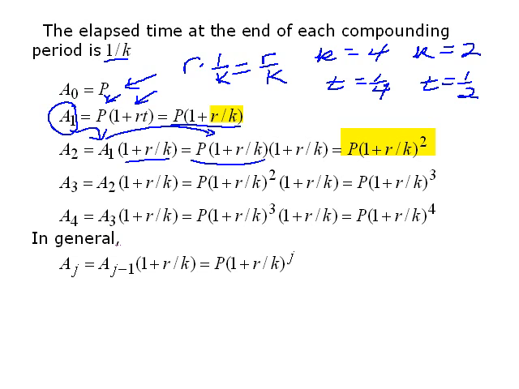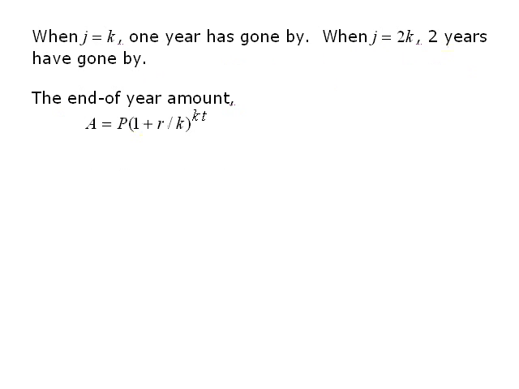Now you keep doing this, and you notice a pattern. Of course, here's A4. It's P times 1 plus R over K raised to the 4th. So here's how it looks in general. A J, if I use the J here, is P times 1 plus R over K raised to the Jth power. Now when J equals K, 1 year has gone by. When J is 2K, 2 years have gone by. So I can write the end of the year amount like this: A equals P times 1 plus R over K raised to the KT.